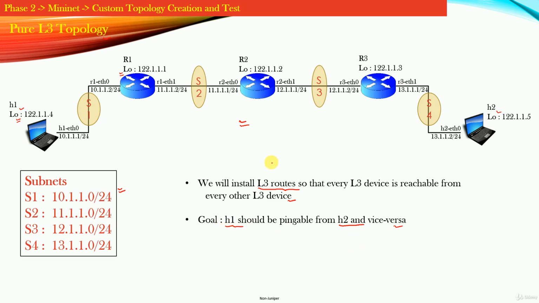Now that it's a case of pure L3 routing, we need L3 routes to be installed in the layer 3 routing table of each device in this topology, which would make the devices present in different subnets talk to each other.